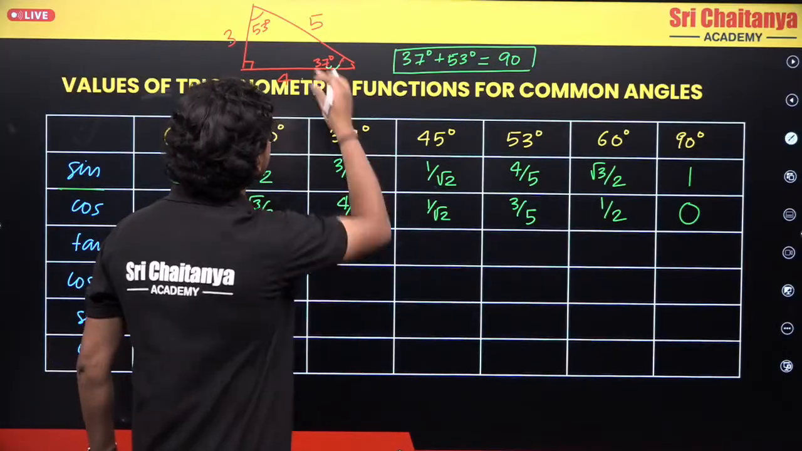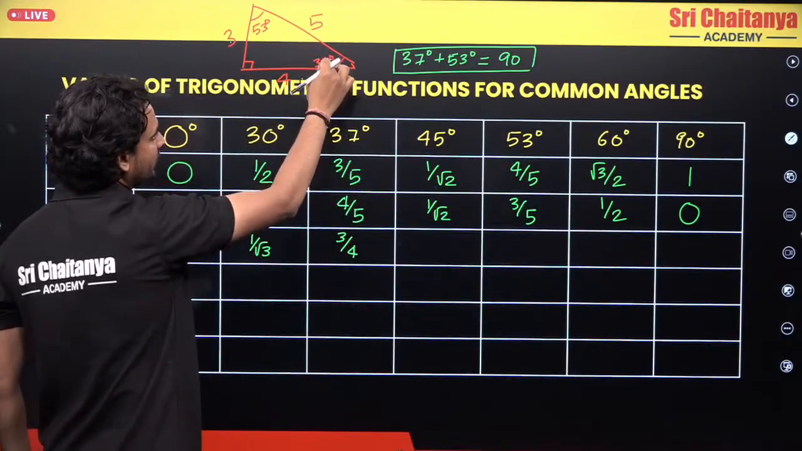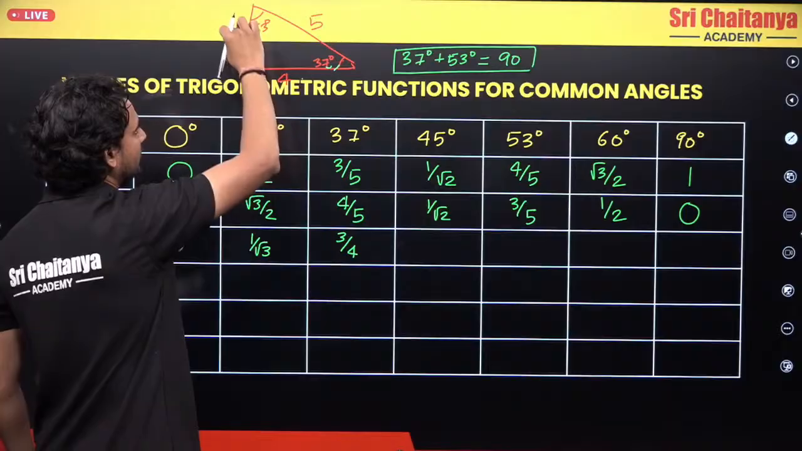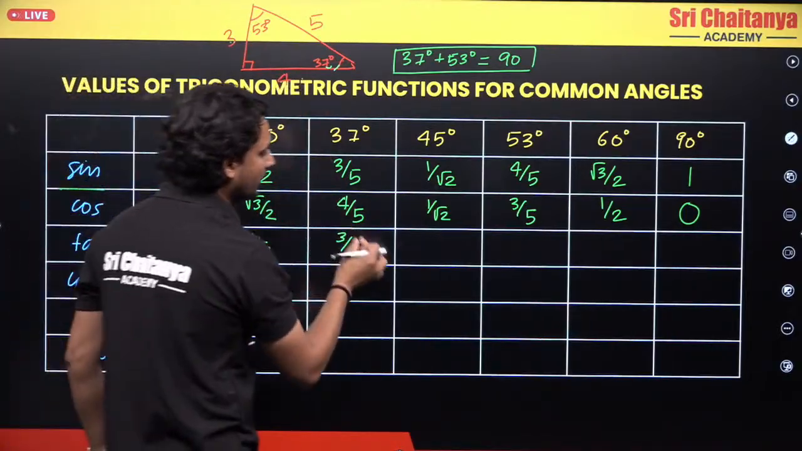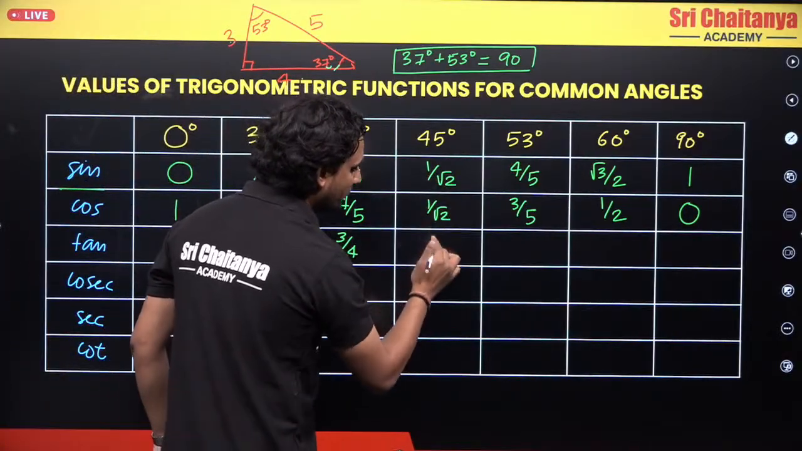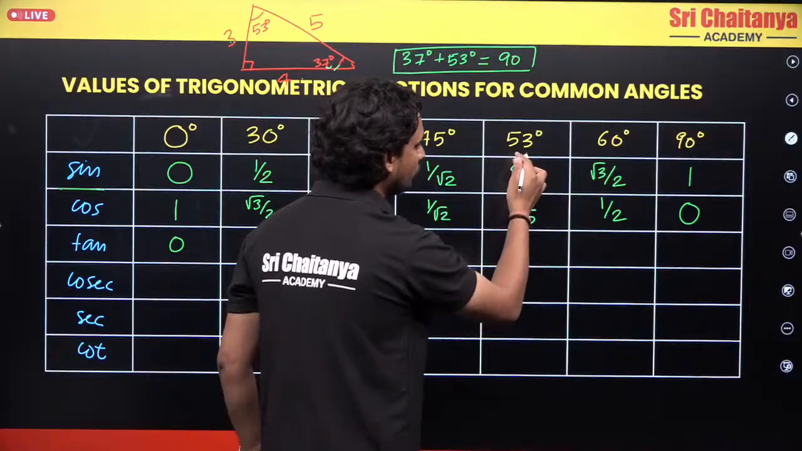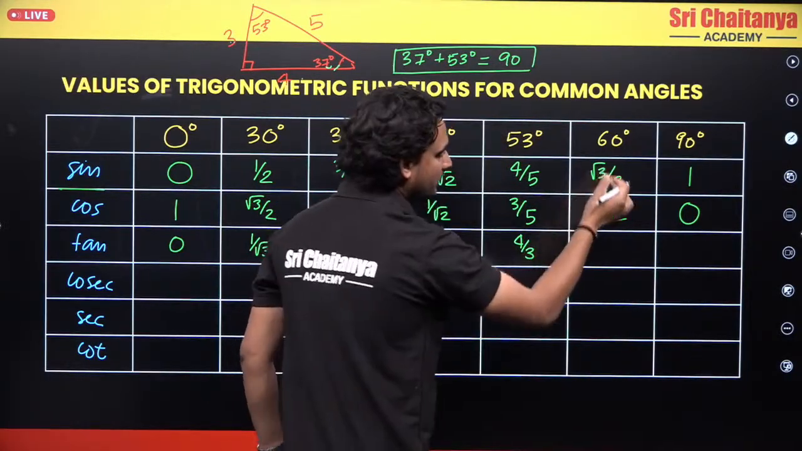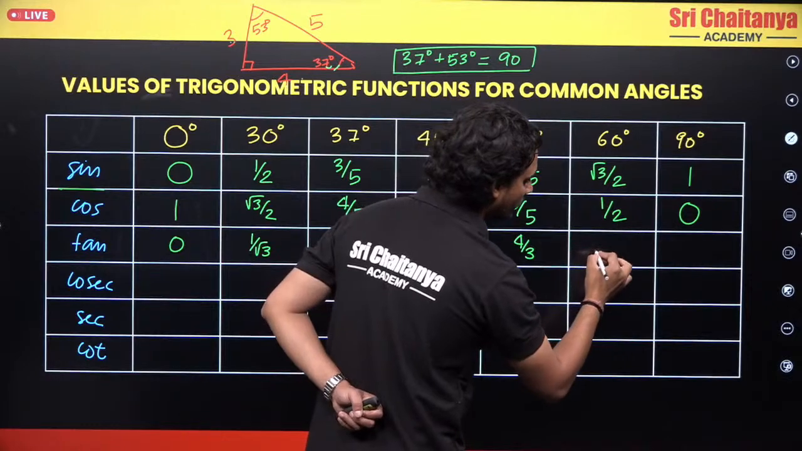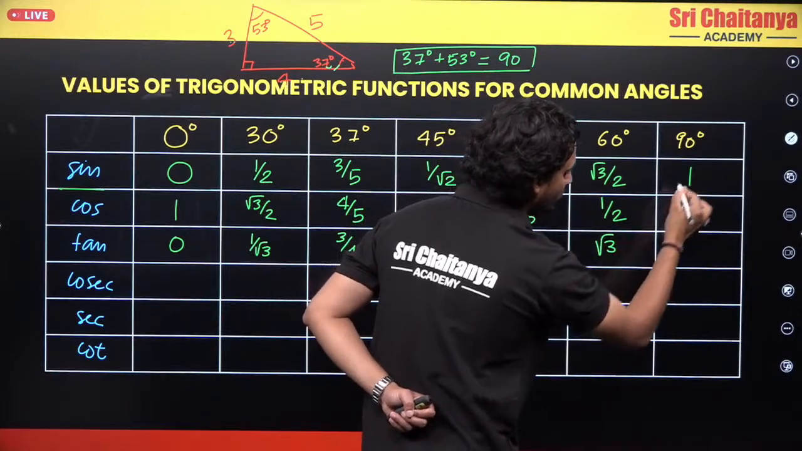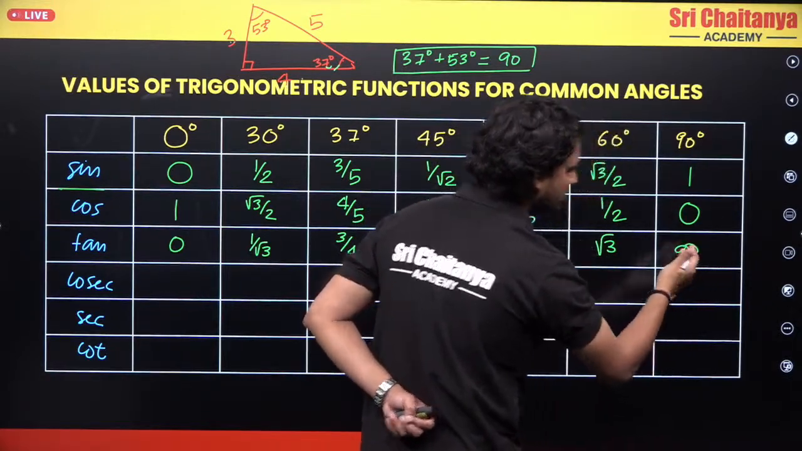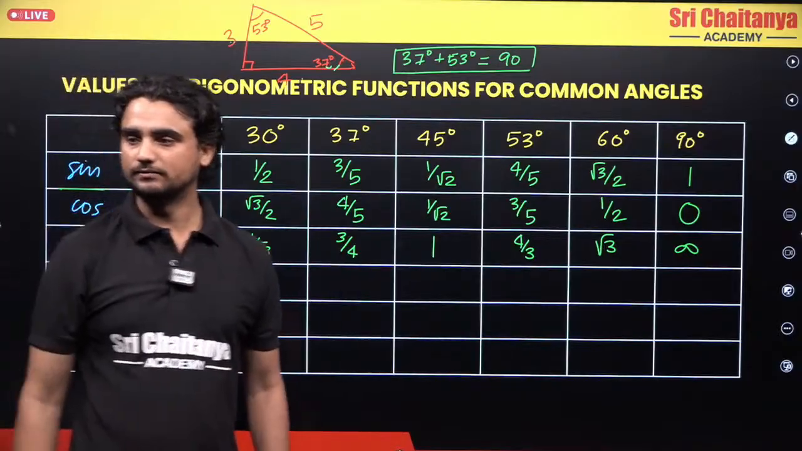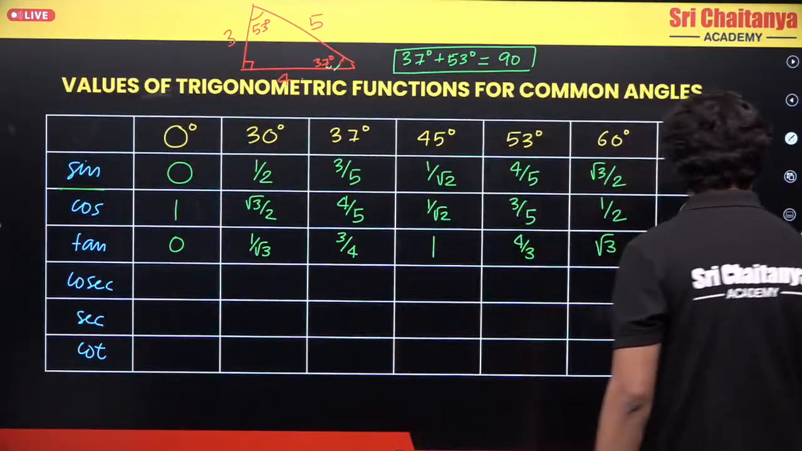We can also confirm this from this triangle, where this is the perpendicular and this is the base. Tan is perpendicular upon base, so 3 upon 4. 1 by root 2 divided by 1 by root 2 will give me 1. 4 by 5 upon 3 by 5 will give me 4 by 3. And root 3 by 2 upon 1 by 2 will give me root 3. And 1 by 0 will give me not defined. This is not infinity, this is known as not defined. We cannot define it.